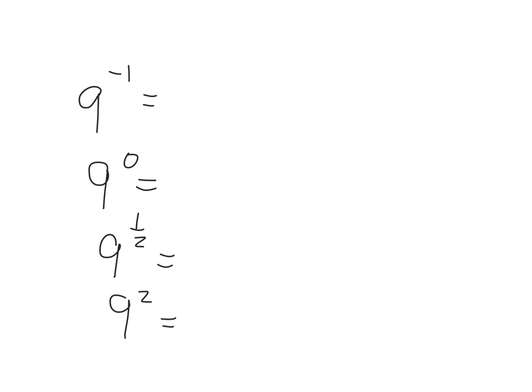So these were just kind of mid. They were pretty easy. 1 over 9. 9 to the 0. Anything to the 0 is 1. This one's the square root of 9. If you wrote that, that's fine, but you're supposed to simplify it. What is the square root of 9? 3. And 9 squared, 81.